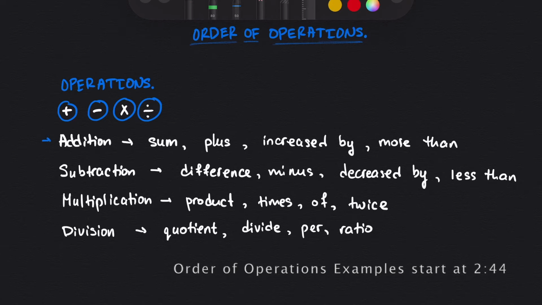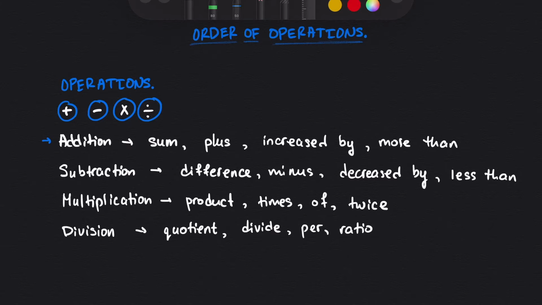Addition can be written as sum, plus, increase by, more than. And they all mean the same thing. They all mean addition. Subtraction can be written as difference, minus, decrease by, less than. Multiplication can be written as product, times, of, twice. And division can be written as quotient, divide, per, ratio.